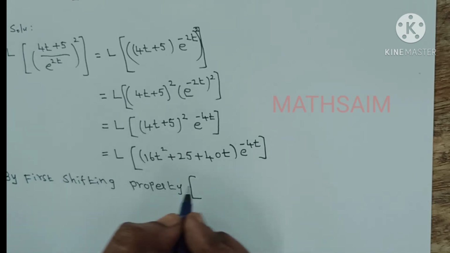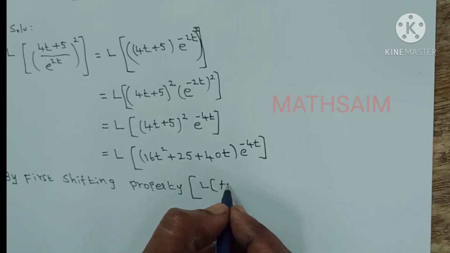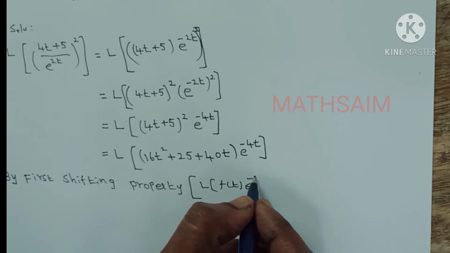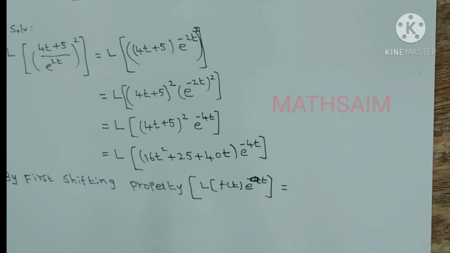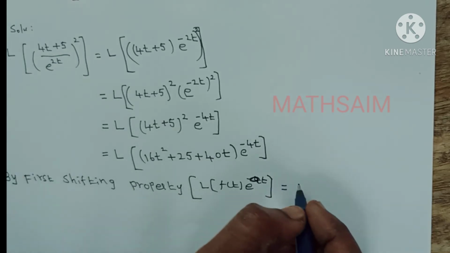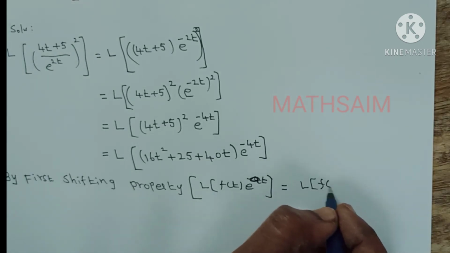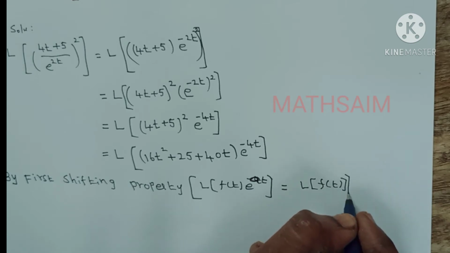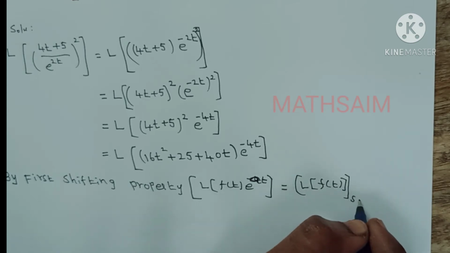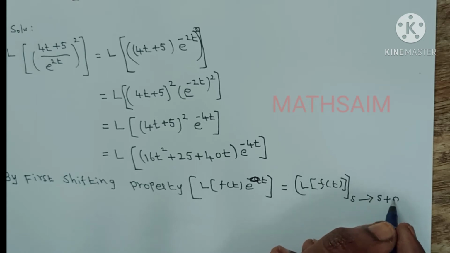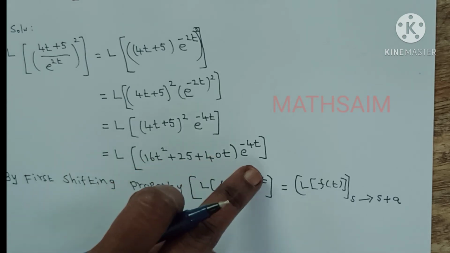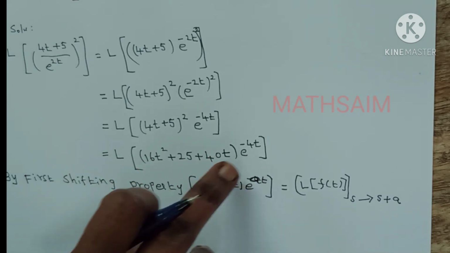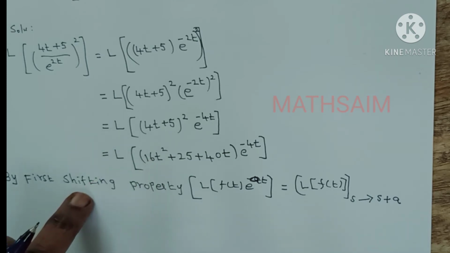The property is L of f of t into e power minus at is equal to L of f of t, in which result we are going to replace the term s by s plus a. Now we got this form, that means f of t into e power minus at. So here we can use this first shifting property.